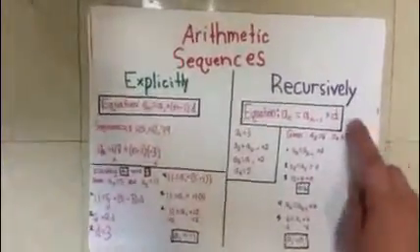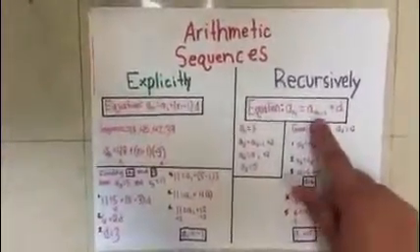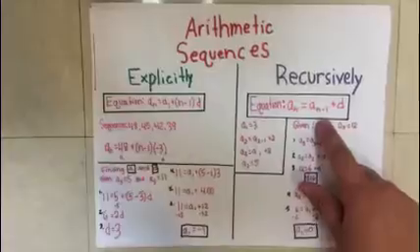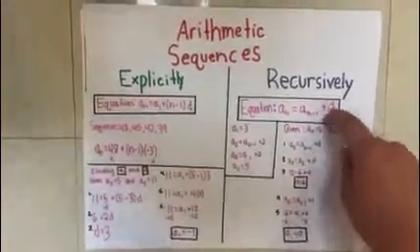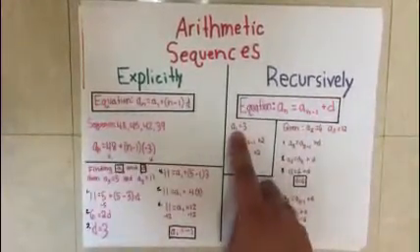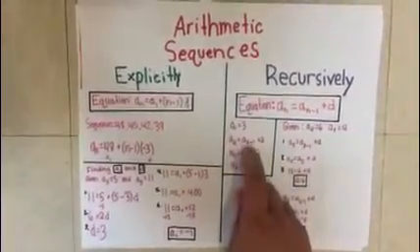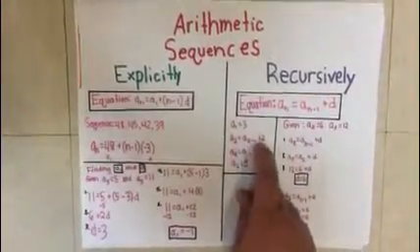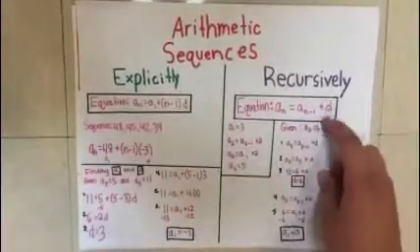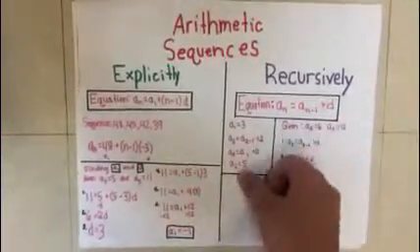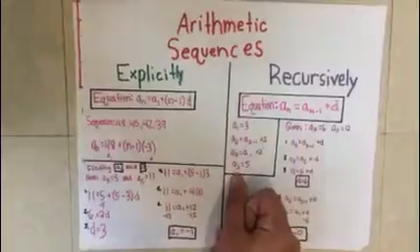For recursive, the equation is a sub n equals a sub n minus 1 plus d. If a1 equals 3, a2 equals a2 minus 1 plus 2, if you plug the numbers back into the equation. Follow it down, a2 equals 5.